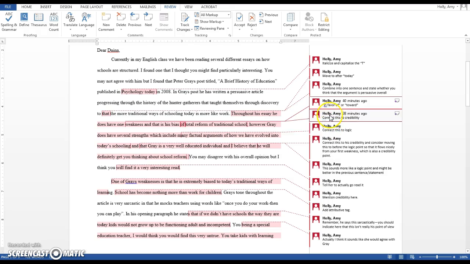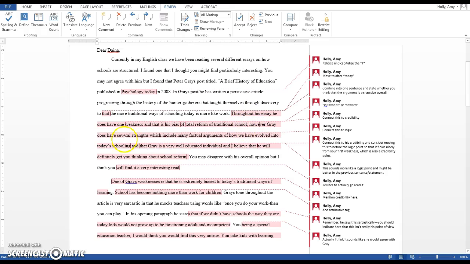And then here is where I think you can actually get, as I was saying in the very beginning of the video, a more direct connection to the rhetorical appeal. So you talk about bias here. That's definitely a credibility point. So I would just say his bias in favor of total reform of traditional schools hurts his credibility.